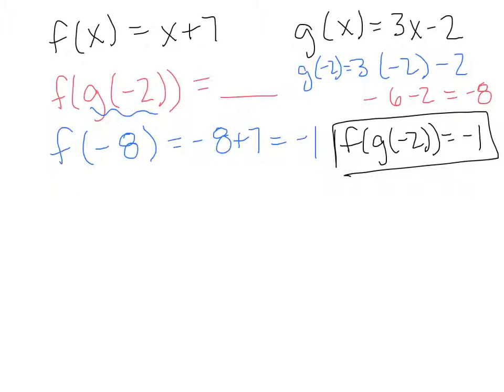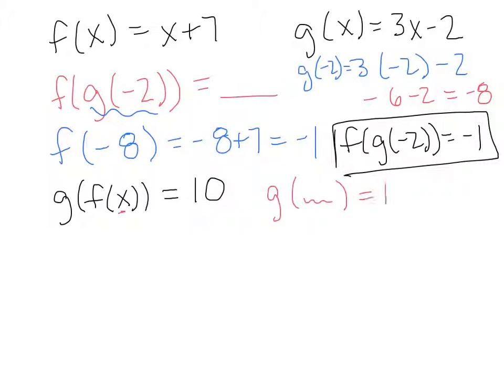Now let's go backwards again, just for kicks and giggles. All right, let's find g of f of x when it equals 10. So this time we don't know x. Our task is to find x. So we need to work our way backwards. We know that g, composed of some number, is equal to 10. So we use our g function first. We go, okay, well g of x equals 3x minus 2. So 10 equals 3x minus 2.